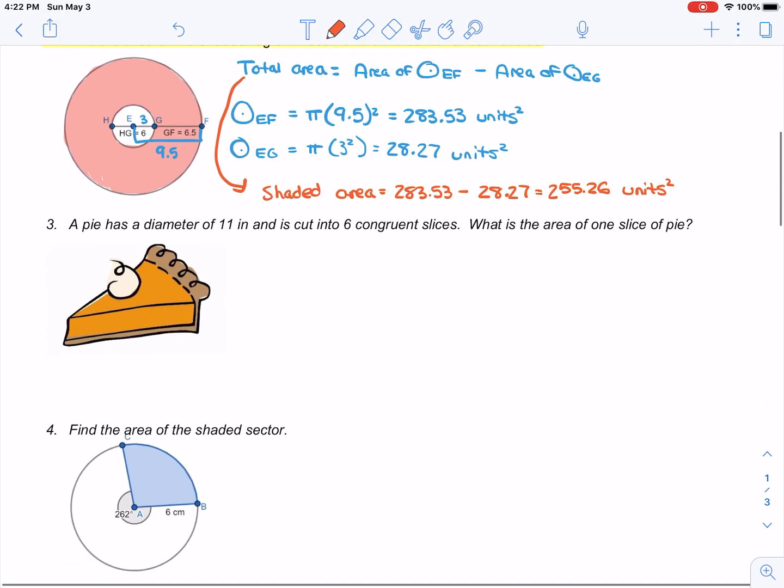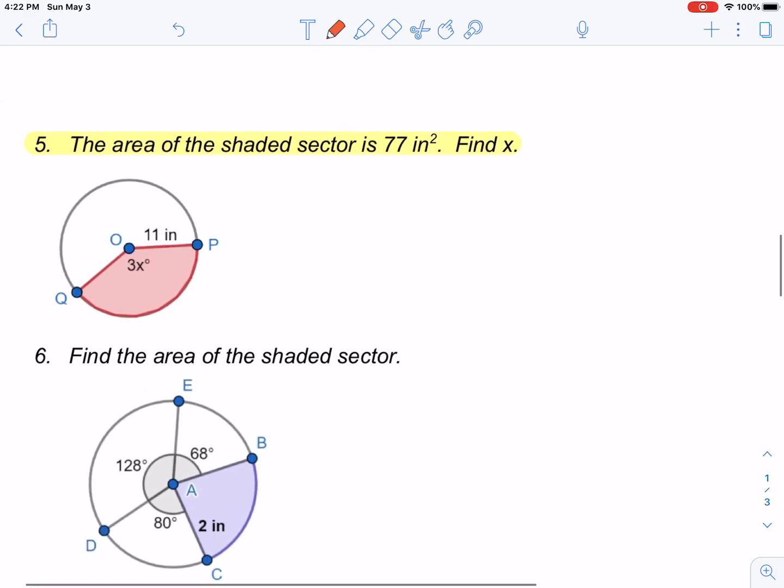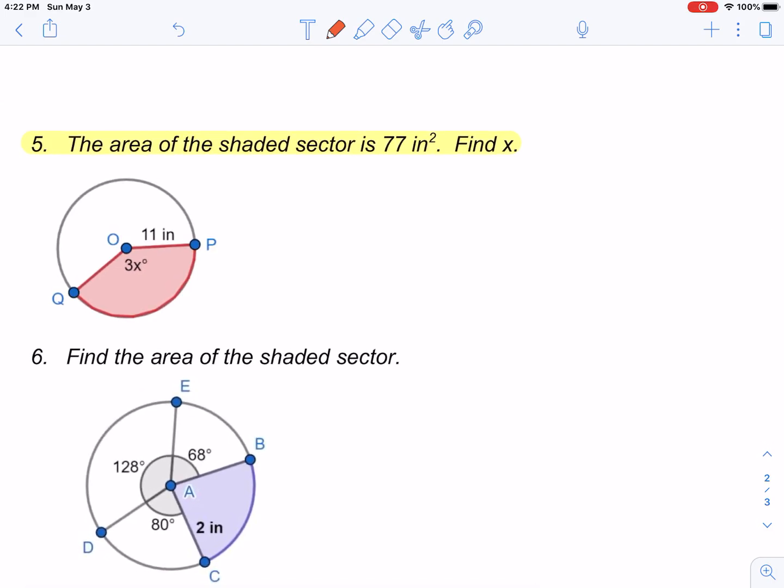Moving on down here, our next problem we're going to do together is problem number 5. So this one is using our new sectors information here. And we have the area of our shaded sector is 77, and we want to find x. So we're going to go ahead and use that new formula. Again, remember it's going to be x over 360, or I should say our central angle over 360 times pi r squared. So we already know that that's 77.